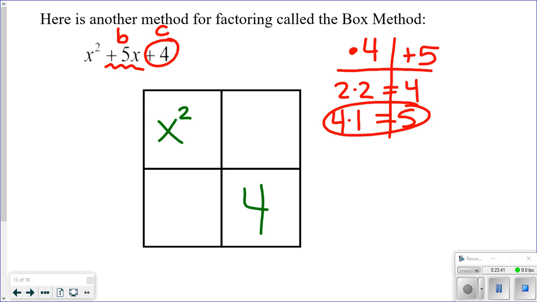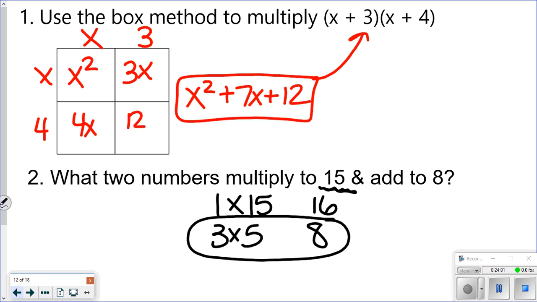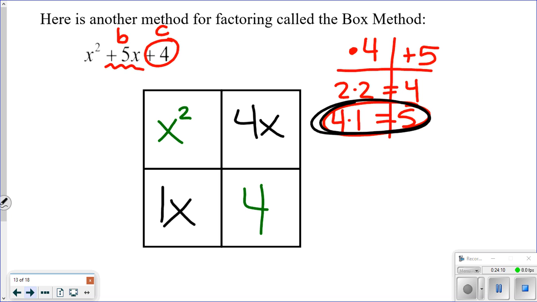Okay. Now, these two that I'm recircling again in black, those are what go on my diagonals. Okay, so I'm going to put a 4 here and a 1 here, but then remember, we have to have x's with them. So go back to this box method. Look, I have an x squared in the top left, I have a constant in the bottom right, and I have x's on my other two diagonals. Okay, so that looks similar like this. X squared in the top left, constant in the bottom right, and then I have my x's on my two diagonals.